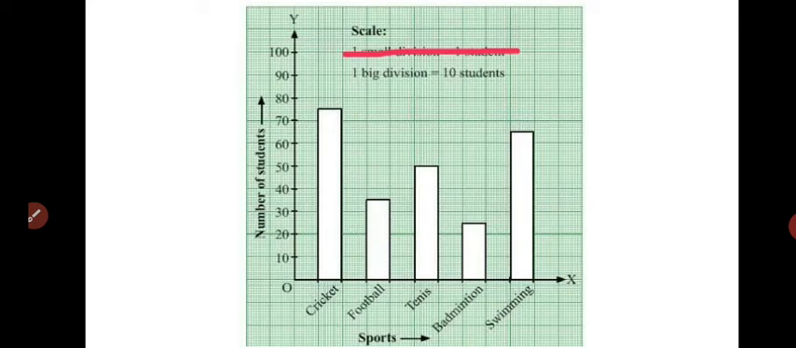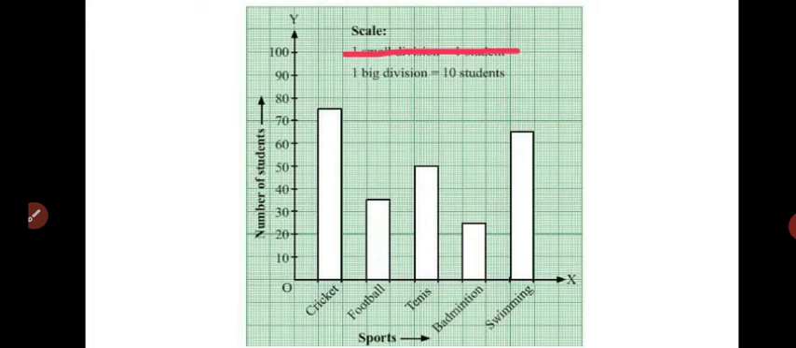Now in the second example, you can see there are names of sports given: cricket, football, tennis, badminton and swimming. According to them, the number of students are taken in a division of one box equal to 10 students. So after 0, the very first number you will write is 10. Then you have to go with the multiples of 10, that is, you have to write the table of 10. So 10, 20, 30, 40, 50, 60, 70, 80, 90 and 100.